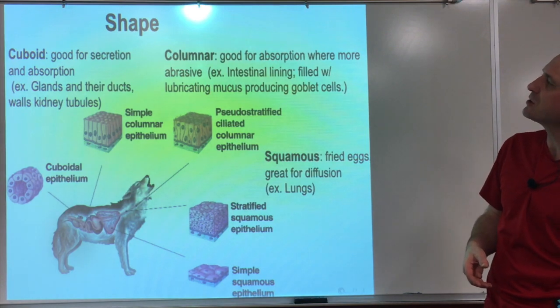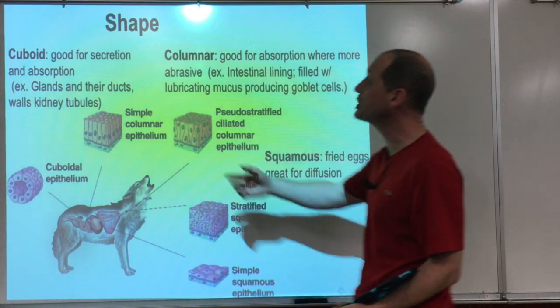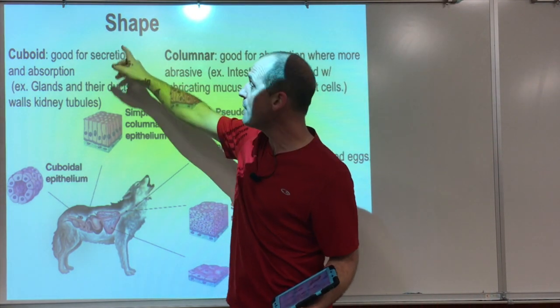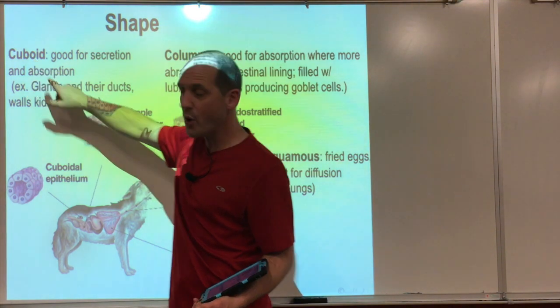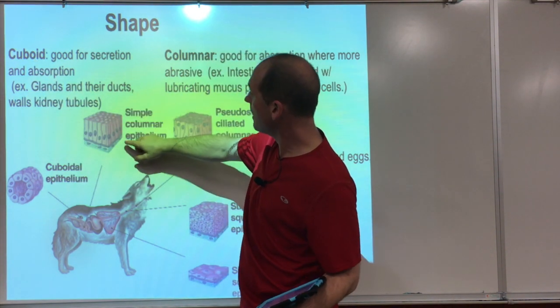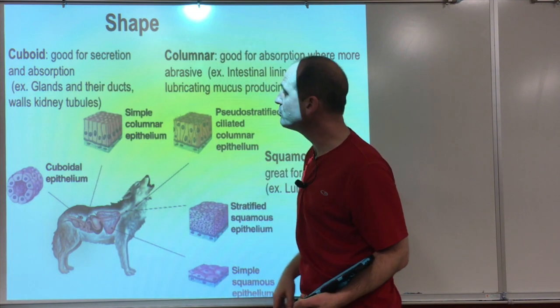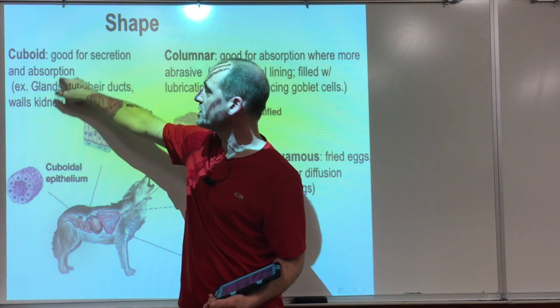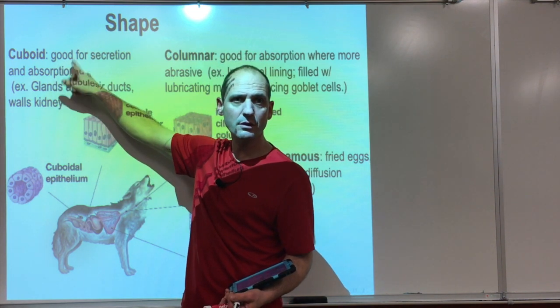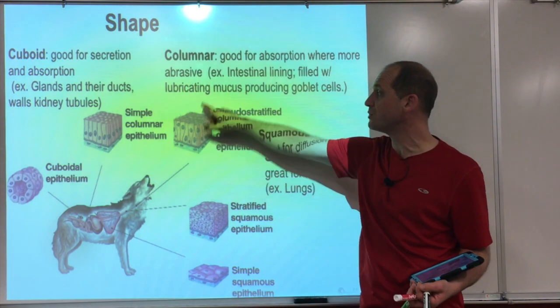Anyway, it's all cells in epithelial tissue. These cells come in different shapes. They come in a cube shape, a cuboidal shape. That's where the cell is about as tall as it is wide. Here's a cuboidal one. It's good for absorption and secretion. It also comes in a longer cell, a column cell.